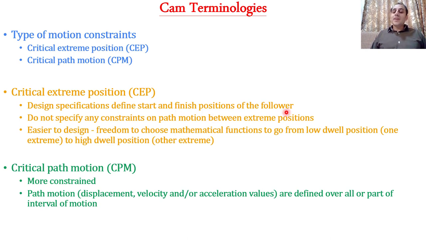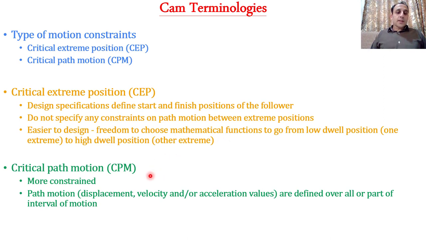We are not interested in the intermediate positions or the path which the follower basically follows to achieve that extreme position. When we talk about the critical extreme position problems, the designer is free to choose any mathematical function to go from the bottom to the top position. Okay? When we discuss a few numericals, this critical extreme position topic will be more clear to you.